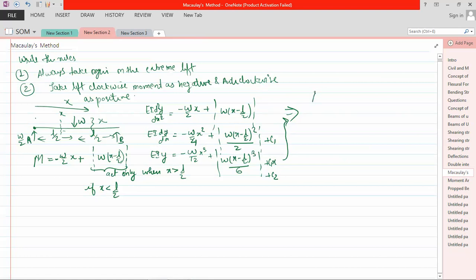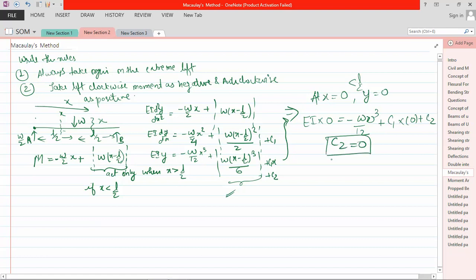You know that at x is equal to 0, your y is equal to 0. Now x is equal to 0, that means it is less than L by 2. Now we need not operate this term. Okay. So EI into 0 is equal to minus W into 0 cube by 12. We will not operate the second term. We will leave this. And then C1 into 0 plus C2. That means C2 is equal to 0 from this equation.